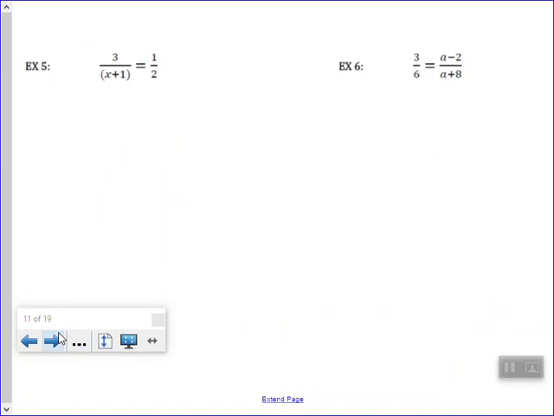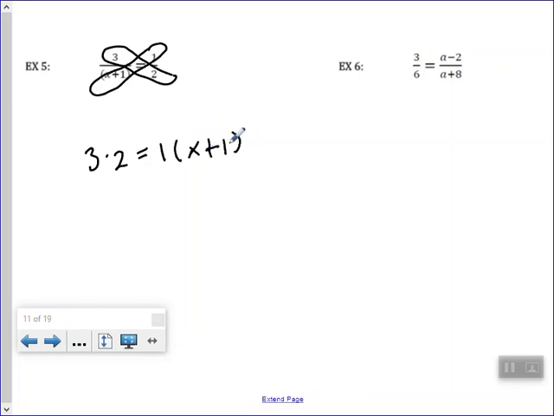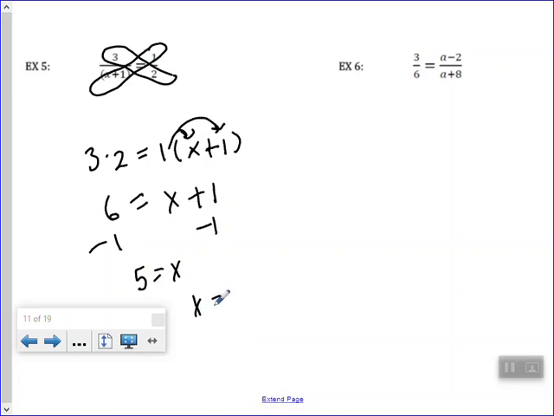Next example. Cross multiplication. So 3 times 2 equals 1 times (x plus 1). 3 times 2 is 6. If we distribute 1, it will be the same: 1 times x is 1x, 1 times 1 is 1. And then subtract 1 on both sides. x equals 5. So you can write x equals 5 for your final answer.